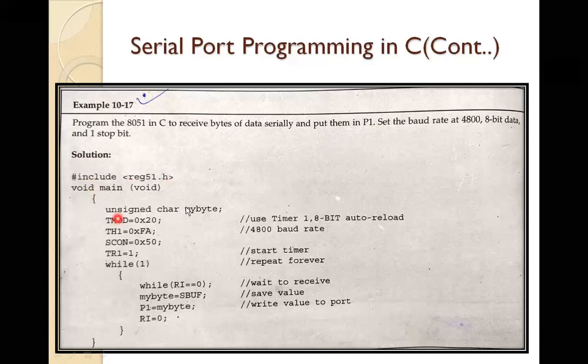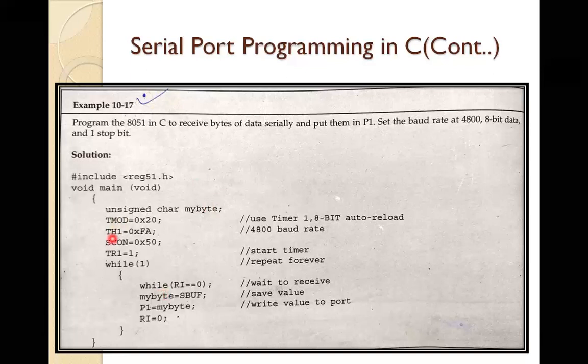In the brackets it is unsigned char mybyte. Why are we using this mybyte? In an assembly program we use one register, either the accumulator or any other register, to place the value available in the SBUF register at the receiving end. Similarly here, by using this variable unsigned char mybyte, mybyte is one type of register. Whatever value is available in the SBUF register at the receiver side will be placed in this mybyte. So save the value in mybyte. This is mybyte. Okay.